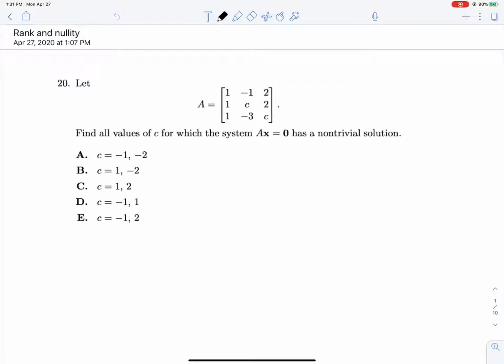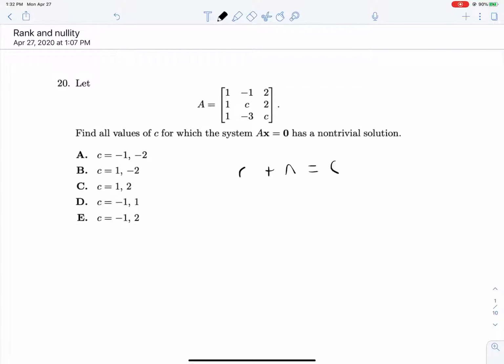So we're going to talk about rank and nullity for way too long here. There are a lot of questions for this one. And the main topic, or the main equation that we'll need for all of these questions is that the rank of a matrix plus the nullity of a matrix is equal to the number of columns of that matrix.